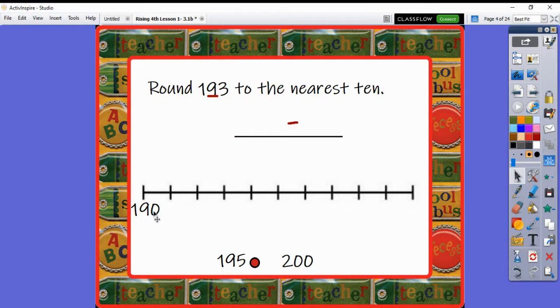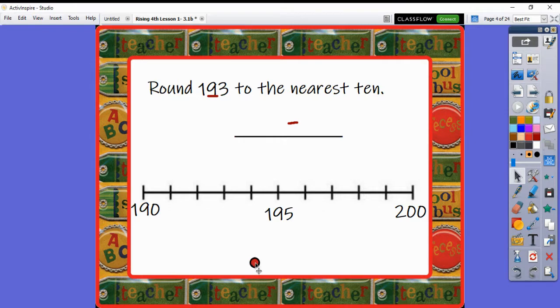And I know that if I'm counting by tens, the next 10 I would say after 190 would be 200. So that's going to go at the end of my number line. The last thing I need to think about is what would be halfway between 190 and 200. It's helpful to think about what is half of 10. Half of 10 is 5, so halfway between 190 and 200 would be 195. So I'm going to place that in the center of my number line.